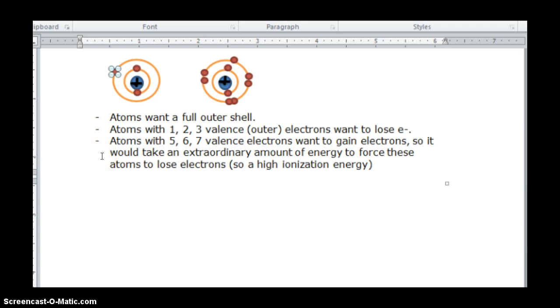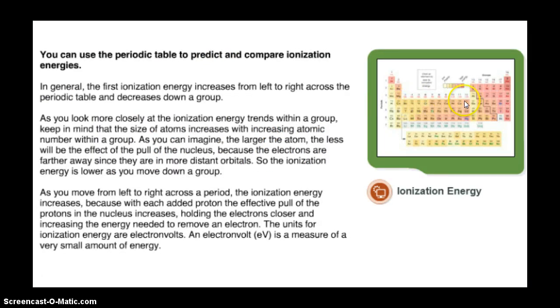So atoms with 5, 6, 7 valence electrons want to gain electrons, so it would take an extraordinary amount of energy to force these atoms to lose electrons, so a high ionization energy. And if they already had 8 valence electrons, like the noble gases in the last column, they're not going to lose it because they're already stable. So that's why the ionization energy increases as you go across. It's harder and harder to remove it because there's more valence electrons.